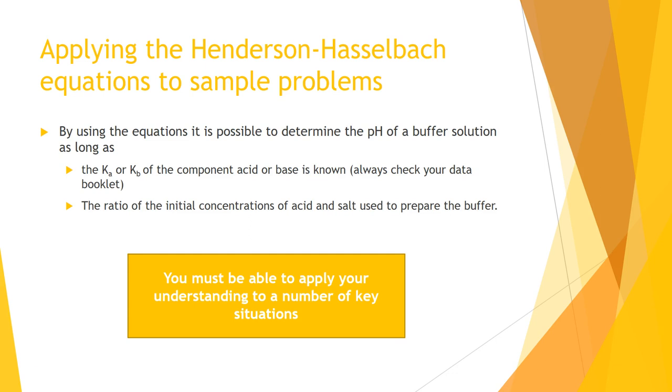So this means that we can determine the pH of a buffer solution as long as we have the Ka or Kb, because pKa is just equal to the negative log to base 10 of the Ka, and pKb is just the negative log to base 10 of the Kb. And then we just need the ratio of the initial concentrations of the acid and the salt used to prepare the buffer. So we have all these equations. Let's see how they work.